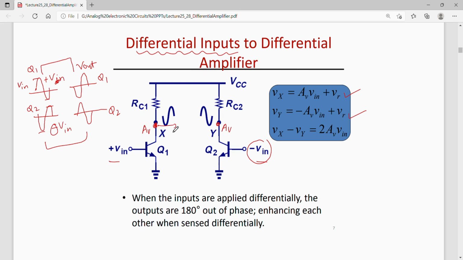And the differential output, V out, one can write as Vx minus Vy. When I subtract, the ripple goes off and this becomes 2AV times Vin. That is, V out with differential inputs is 2 times AV times V in. So gain, V out by V in, is twice the gain of one common emitter stage.